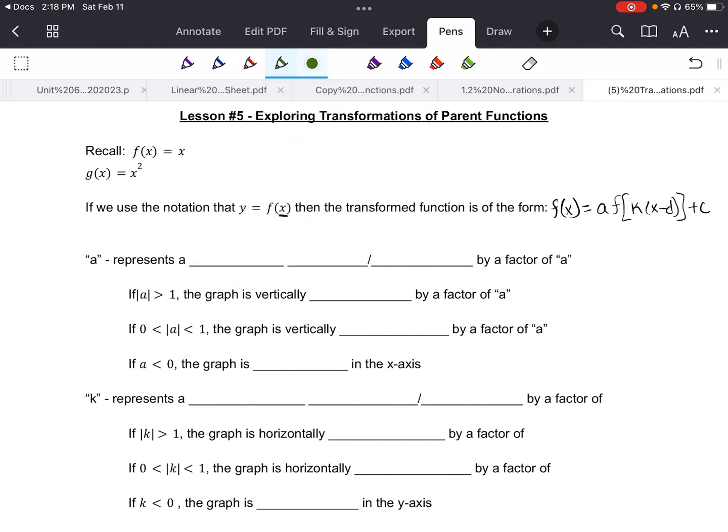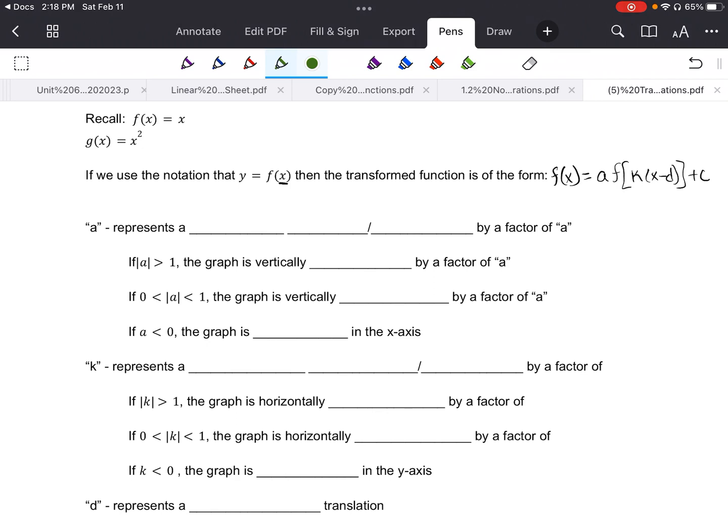Okay, so the first variable we're going to look at here is the a, the first transformation. We're going to do this in purple. And the a represents the vertical stretch or compression. Okay, and we've looked at this before in quadratics in grade 10. We're going to touch on it again.